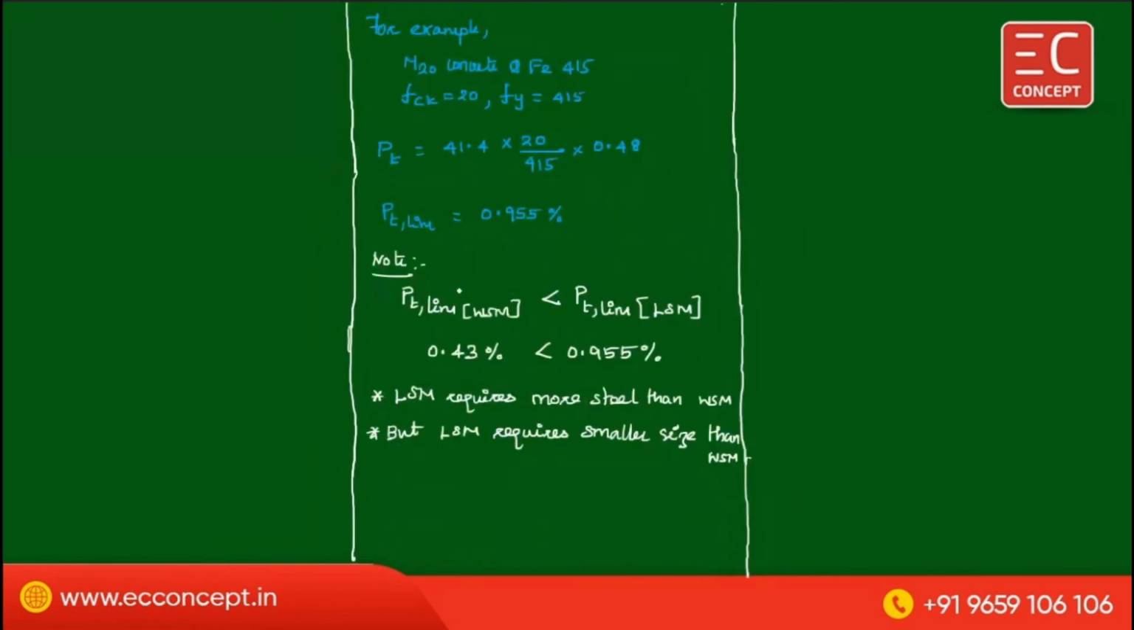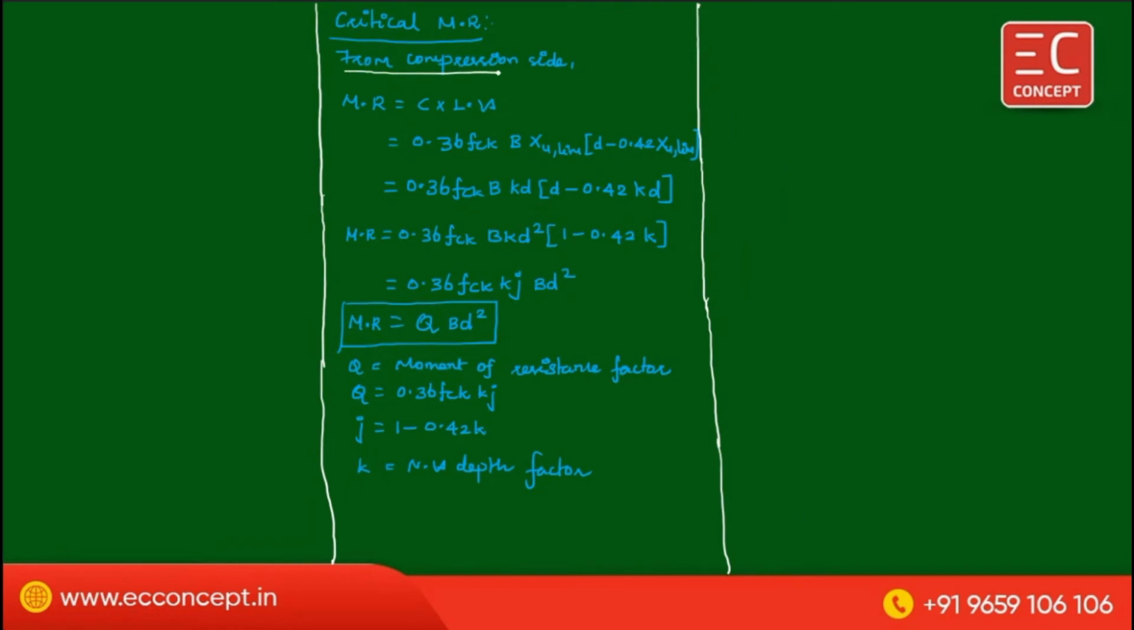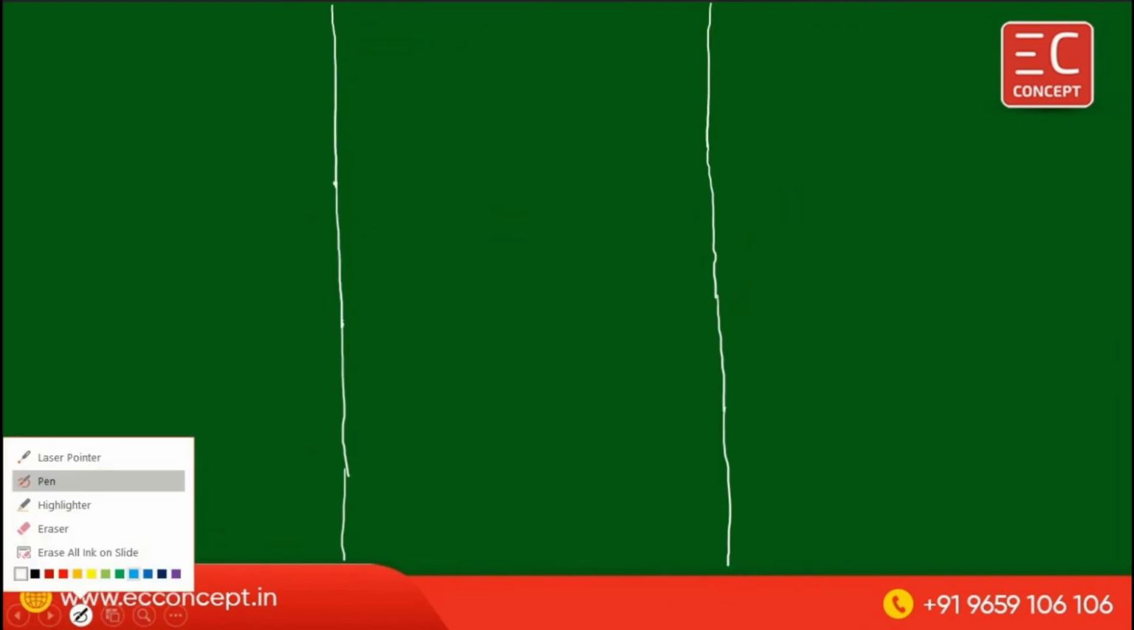And the next one we are going to see is if we take moment of resistance from the tension zone. The first one was from the compression zone, right? This is from the compression zone. This is A, capital A. Similarly, B, if we take moment from the tension zone, what is the moment of resistance? Take moment from the tension zone.